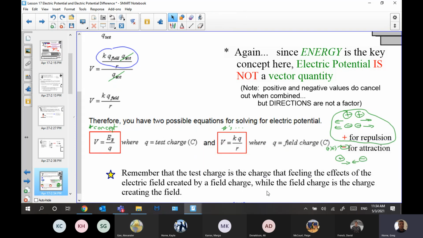What do we have? Remember the test charge? The test charge is the charge that's feeling the effects of a field. There was a question in the homework about why test charges have to be small, right? They have to be small because they don't want to affect the field itself. So they're not contributing to the field itself. They're not changing the electric field.